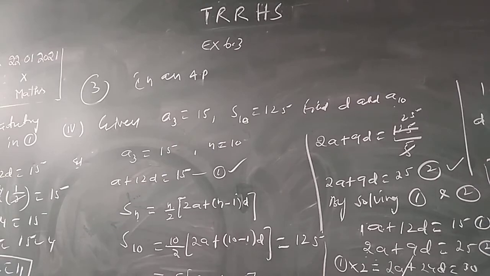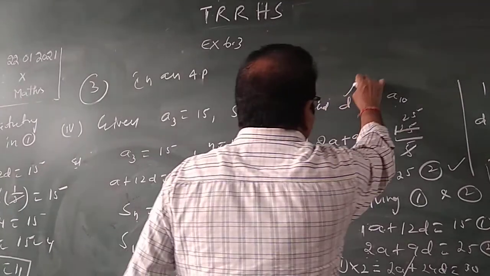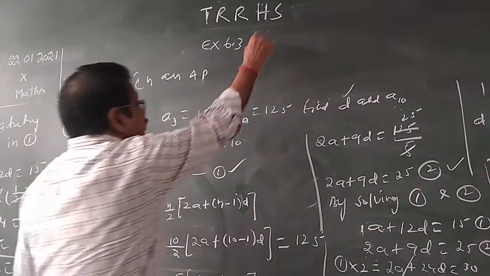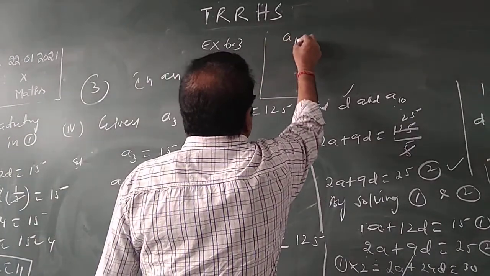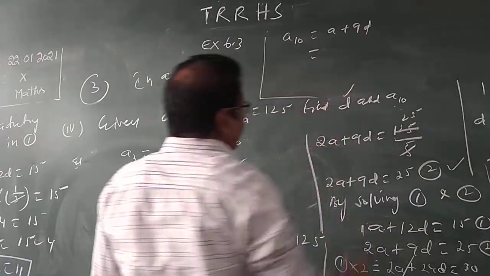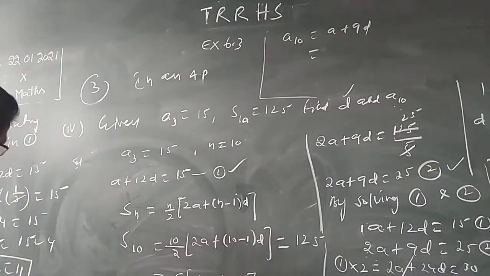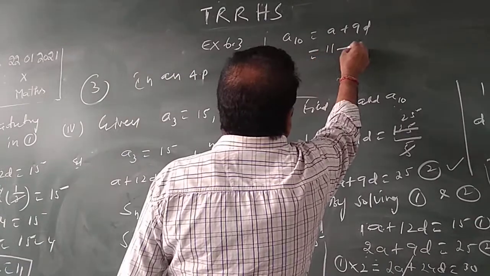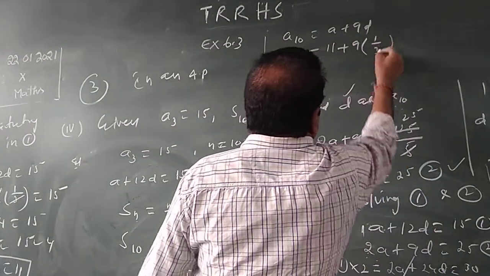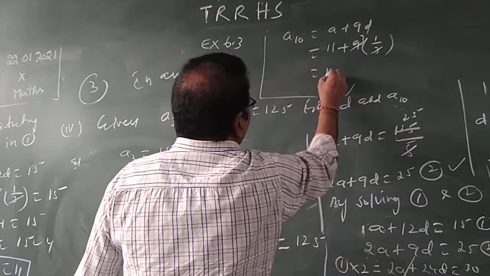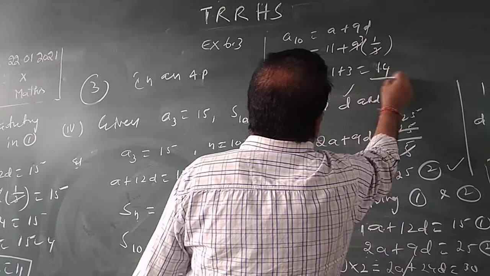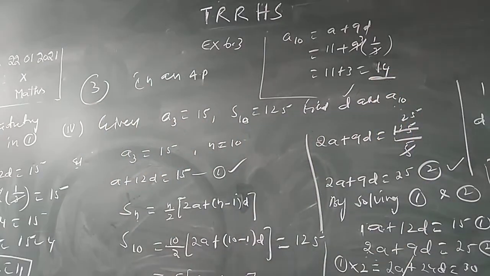So we got the D value, D equal to 1 by 3. He asked to find A10. We know that A10 is A plus 9D. What is the A value? 11. Plus 9 into D. What is the D value? 1 by 3. 9 times 1 by 3 is 3. So 11 plus 3 is 14. So A10, the 10th term, means 14.